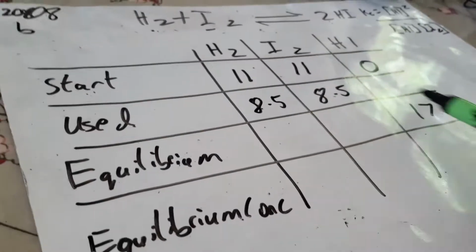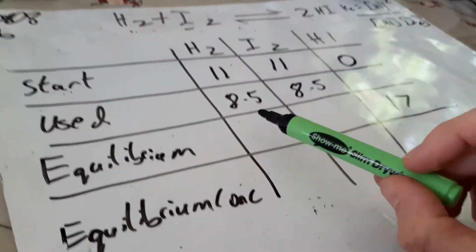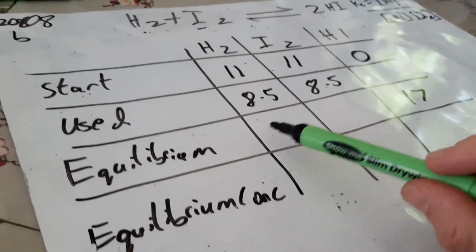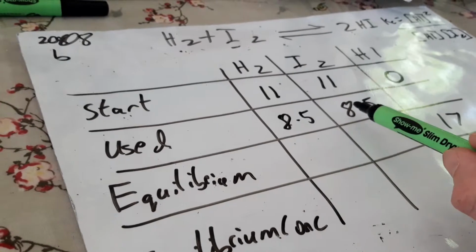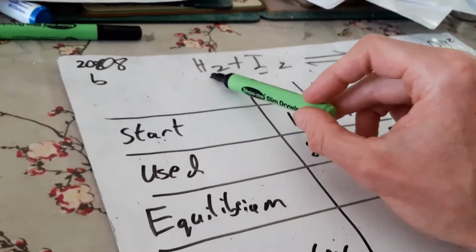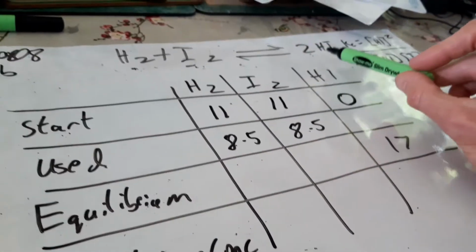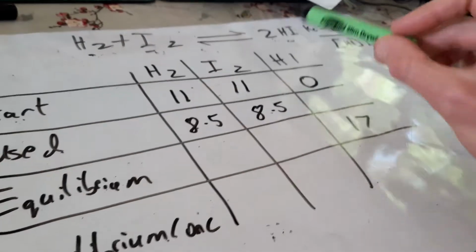Now, that's really, really important that you see where that goes. That is not the concentration that's at equilibrium. That's the concentration that's been used up. So 8.5 moles of this and 8.5 moles of that have been converted into 17 moles of hydrogen iodide. So they're gone.